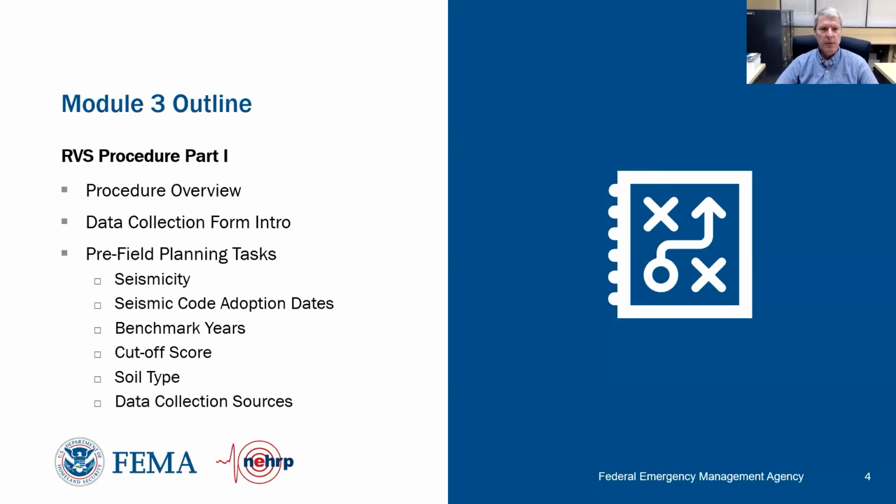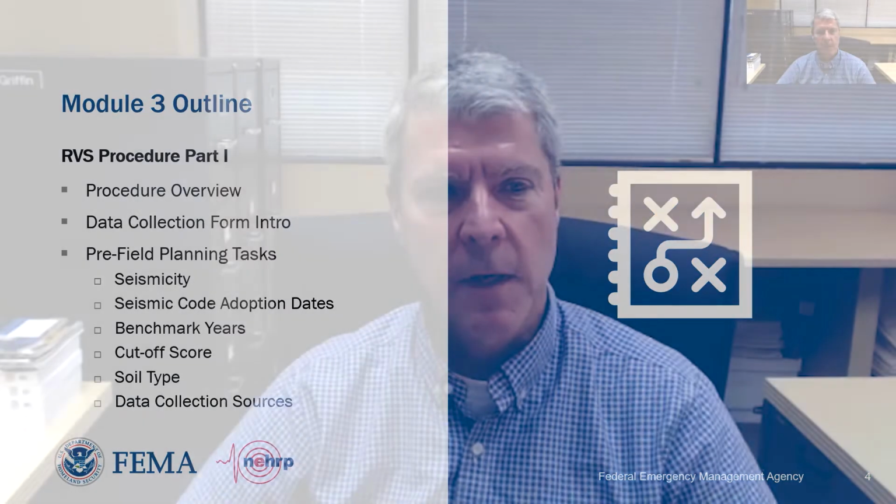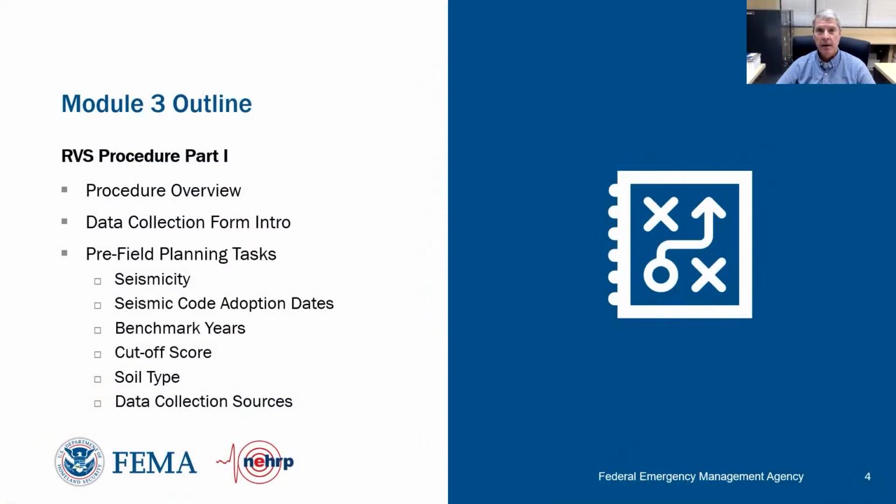So Module 3, we're going to go through the actual RVS procedure. We'll give you a brief overview. We'll look at the data collection form. We'll look at the pre-field planning tasks. There are actually 3 primary areas that the RVS procedure targets. First is pre-field planning, then we have the field surveys, and then the last one: we have all this data, what do we do with it? And that's our documentation area.